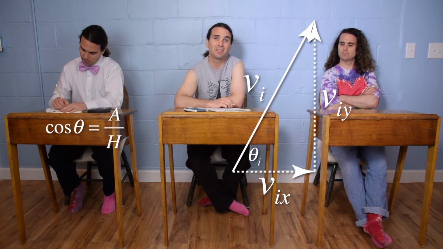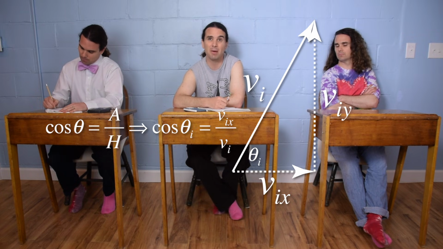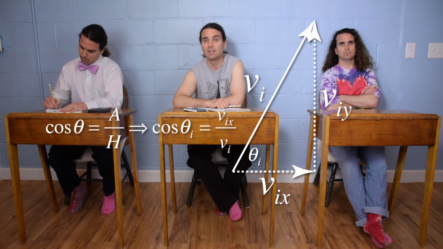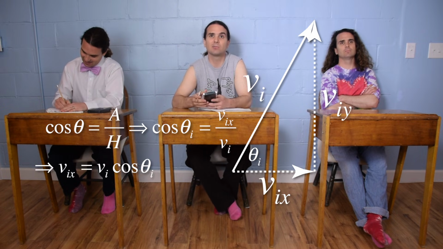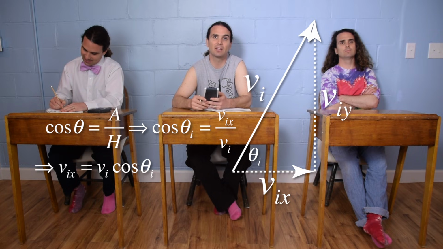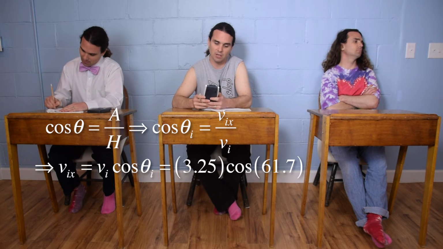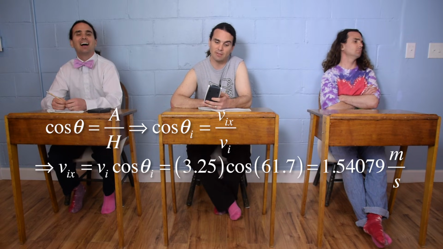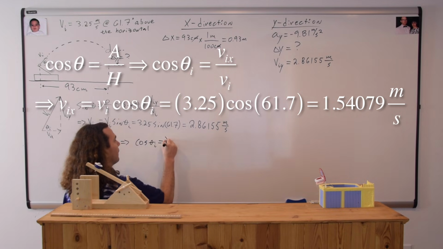We know cosine theta equals the adjacent over the hypotenuse, and adjacent to the initial angle is the initial velocity in the x direction, and the hypotenuse is the initial velocity. Multiply by the initial velocity, and we get the initial velocity in the x direction equals the initial velocity times the cosine of the initial angle, or 3.25 times the cosine of 61.7, which is 1.54079 meters per second.